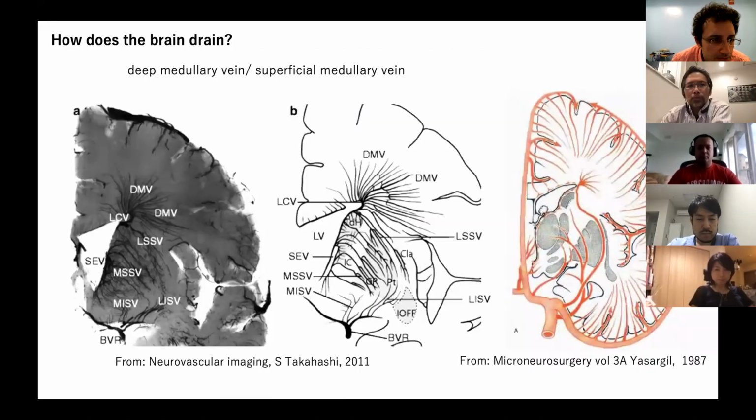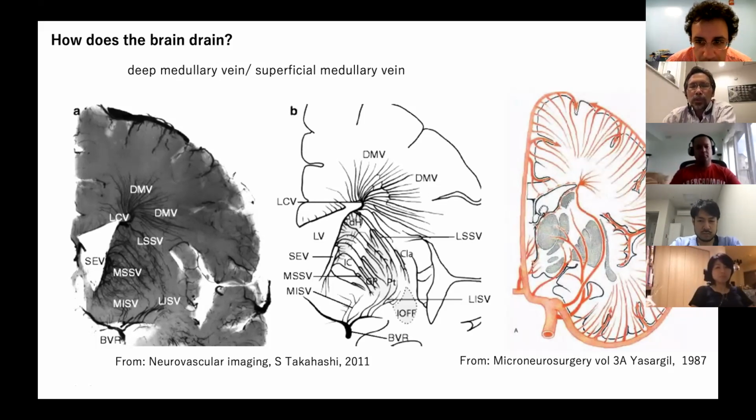So how does the brain drain, for the basic part of it? Okay, so we have a cross section in a coronal view of the brain and also the illustration describing it. You can see some of the keywords that you need to know. One of those will be the medullary vein, especially the deep medullary vein, abbreviated as DMV, the deep medullary veins. And in contrast to those, we have the more superficially located ones, called the superficial medullary veins.